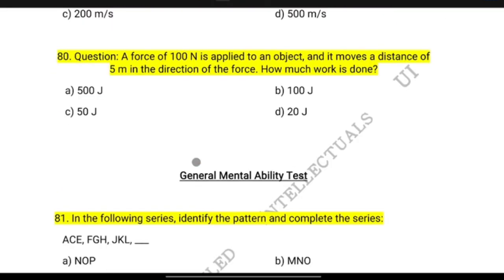80. Question. A force of 100 N is applied to an object, and it moves a distance of 5 meters in the direction of the force. How much work is done? Thus correct answer. A. 500 J.